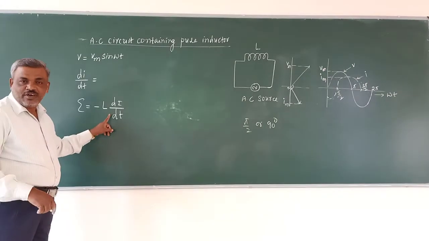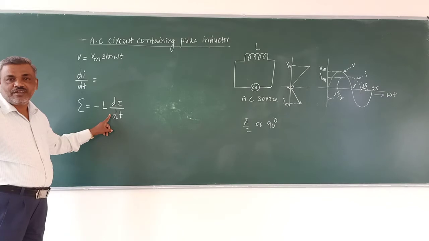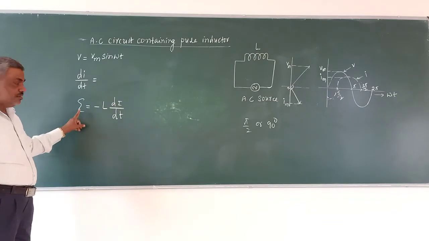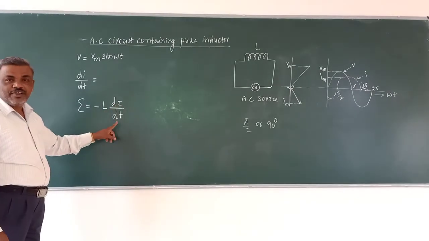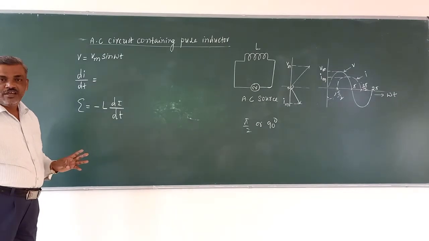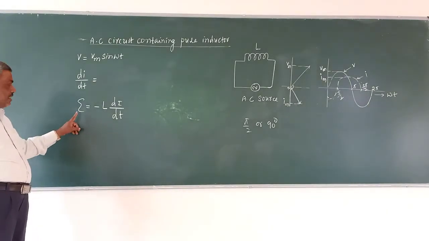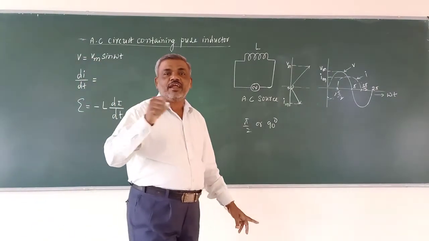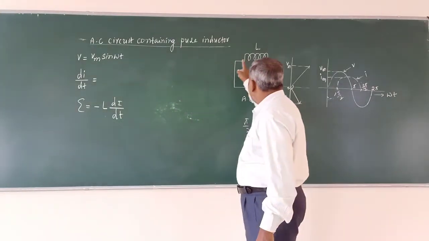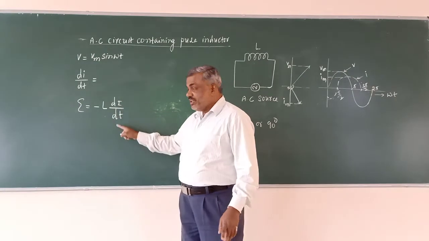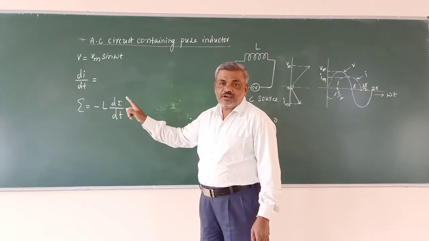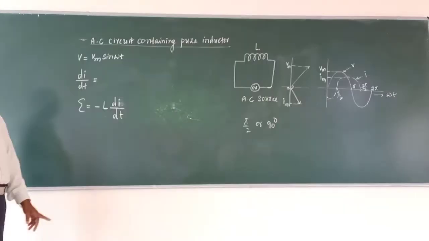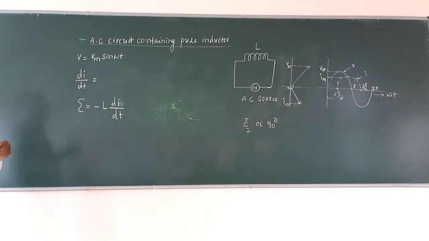So now we know this from the last unit, electromagnetic induction. The EMF induced in the inductor E equals minus L into di by dt. Once again, the EMF induced in the inductor E equals minus L into di by dt. E is the EMF induced in the inductor. L is the inductance of the inductor. Di by dt is what? The rate of change of current in the circuit.